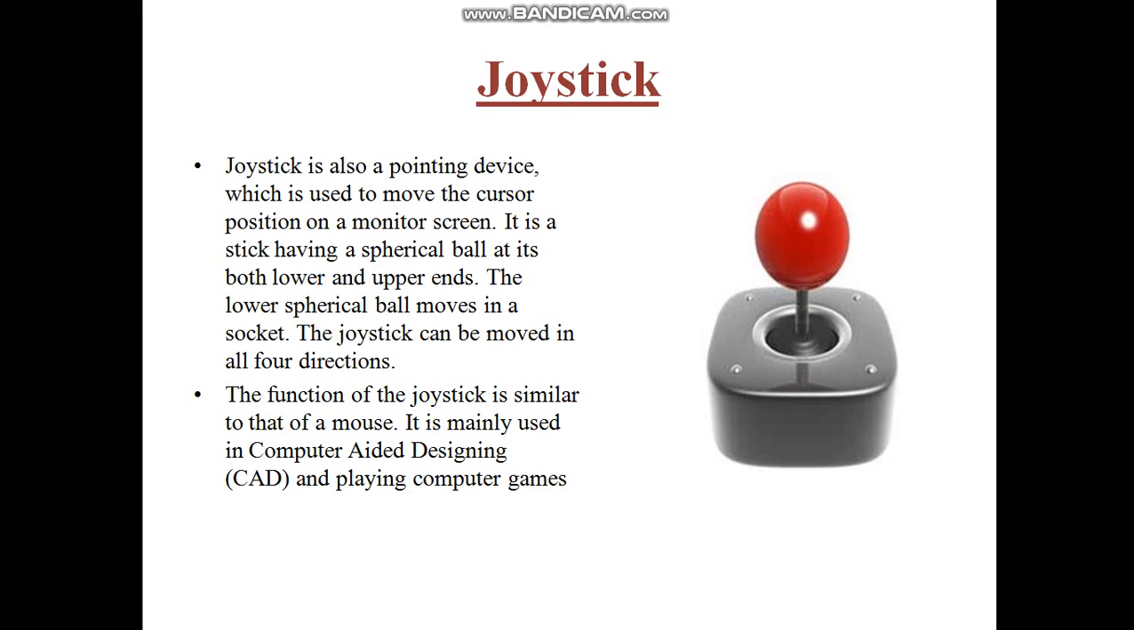Third is a joystick. Joystick is also a pointing device. Mainly this device is seen in video gaming. To play a video game we can use a joystick for direction, left or right or anything. Joystick is a pointing device which is used to move the cursor position on a monitor screen.